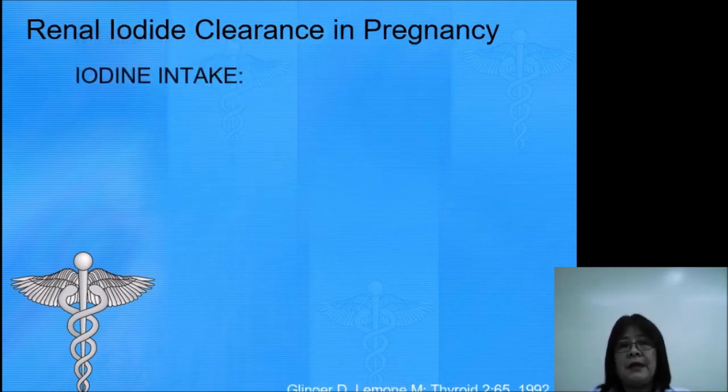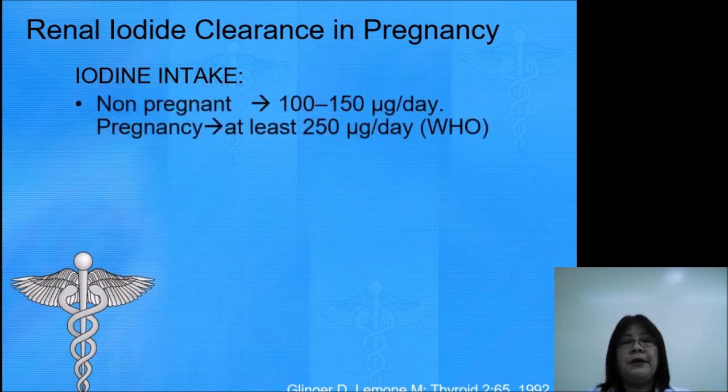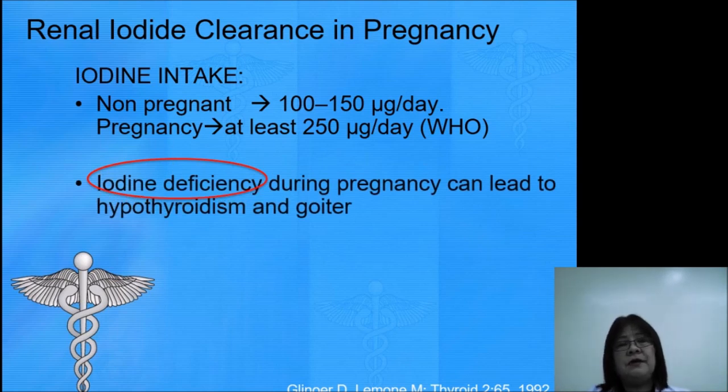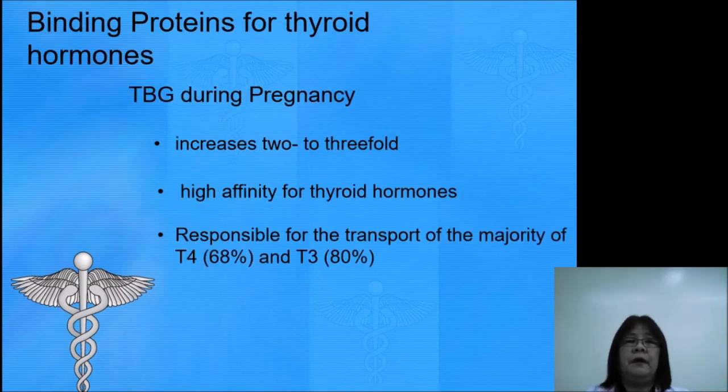Because of the increased renal clearance in pregnancy, it is recommended that you increase the iodine intake to at least 250 micrograms per day, in contrast to a non-pregnant patient who only requires 100 to 150 micrograms per day. Thus, iodine deficiency during pregnancy can lead to hypothyroidism and goiter.